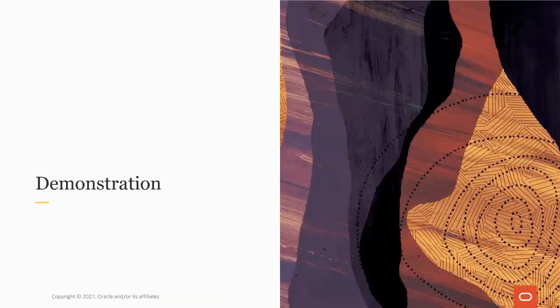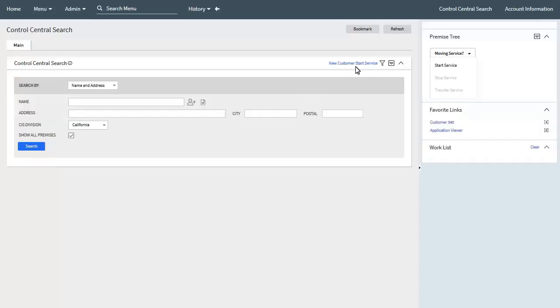Now, let's take a look at this feature so you can see how the Start Service Request Process Flow capability can be used by your business. This simulated demonstration is for a new customer who is moving into a property. This customer could be someone who has never received service from the utility, or someone who may have received service in the past but is currently not an active customer.